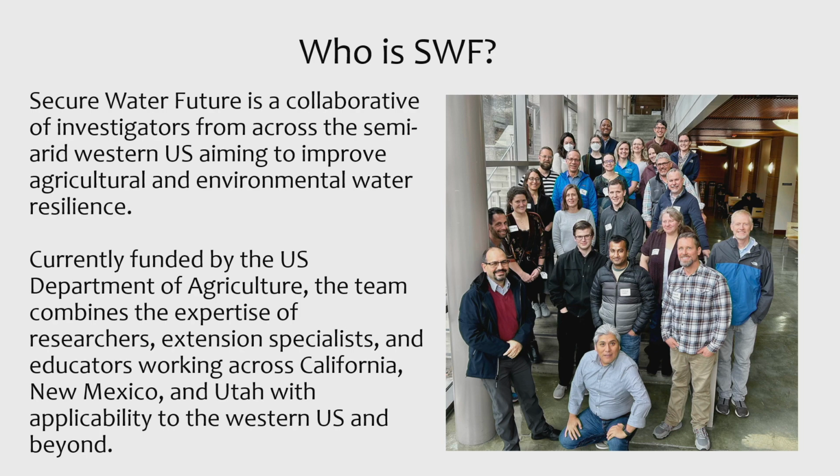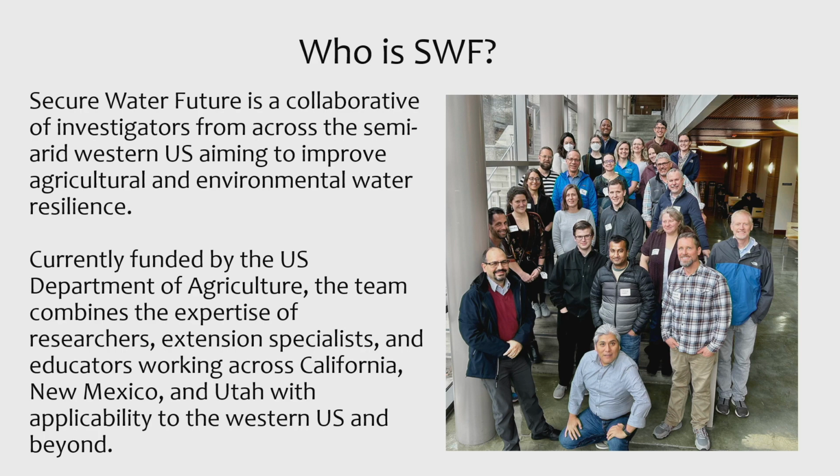So, who is SWIFT? This is all a part of SWIFT. We have a unique team that all contributes really powerful work on all ends. There are currently over 80 members of the Secure Water Future team. These project affiliates represent various career stages from full professors and vice presidents of organizations to undergraduate students. Members of the team focus on issues relevant to California, Utah, and New Mexico, with applications to the semi-arid western U.S. Secure Water Future aims to improve agricultural and environmental water resilience.